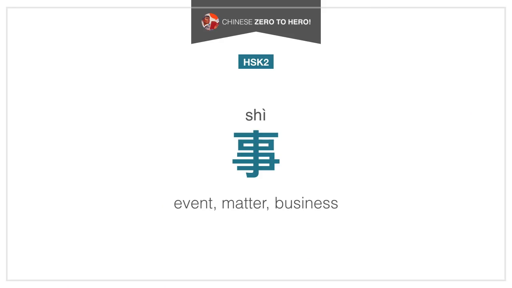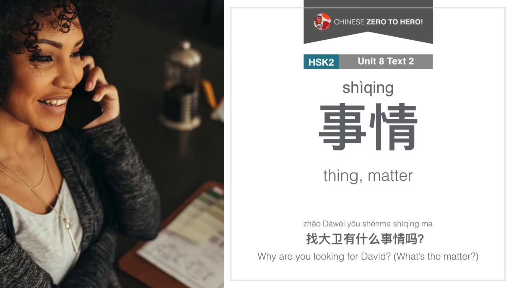The character 是, written like this, means an event, a matter, or a business. In HSK 2, we learned the word 事情, meaning a thing or a matter. 找大卫有什么事情吗? Why are you looking for David? That is, what's the matter?